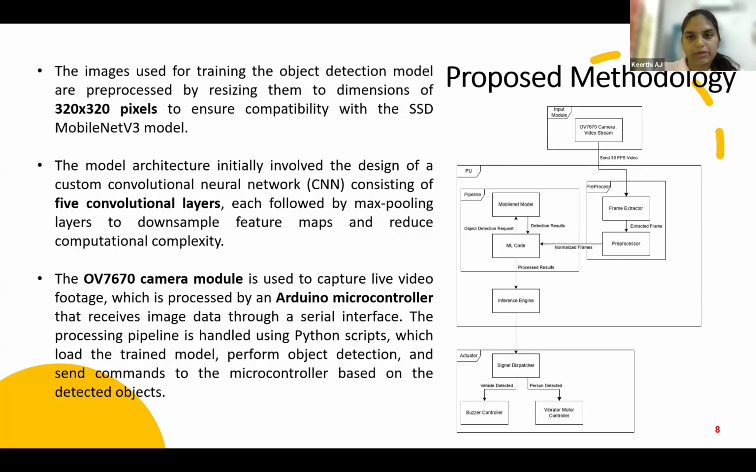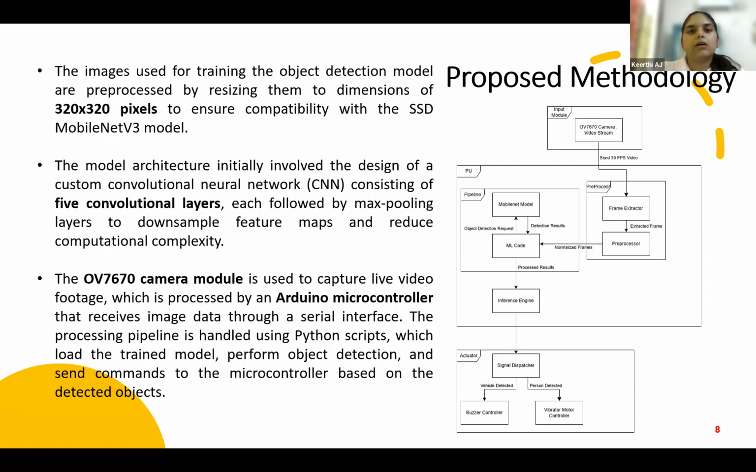Here, in the Python pipeline, we have focused on the pre-trained SSD MobileNet V3 model, and we have fine-tuned the model, and it is helpful for object detection. When an object is detected, it will simultaneously give an output to the interface engine and the actuators. In the interface engine, you will be able to see what the detected objects are, and simultaneously it will give the car or the speed object, which is in the environment of the individual. Then the buzzer will be ignited, and if persons are near the individual, then the vibrator is ignited.